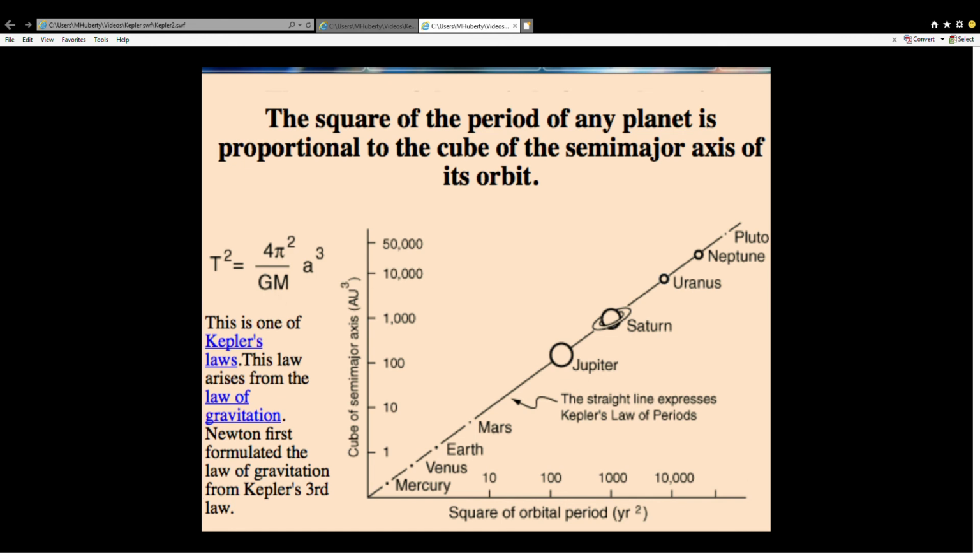Now we're going to go into proving some of this. Again, Kepler did this all by observation. They're called scientific laws because it's what he noticed. It seemed to always be true. It's not a proof.